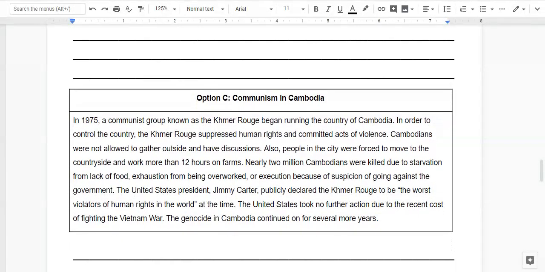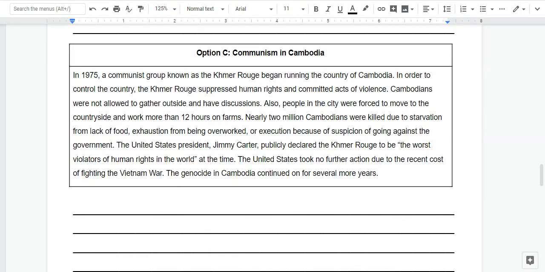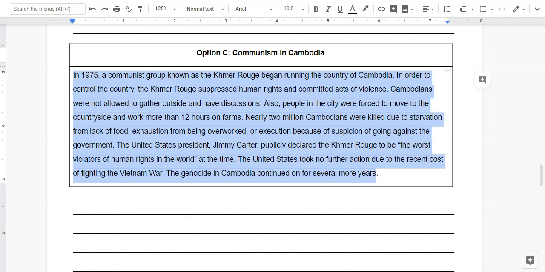Remember to pause this as needed. Option C, communism in Cambodia. In 1975, a communist group known as Khmer Rouge began running the country of Cambodia. In order to control the country, the Khmer Rouge suppressed human rights and committed acts of violence. Cambodians were not allowed to gather outside and have discussions. Also, people in the city were forced to move to the countryside and work more than 12 hours, I think that means a day, on farms.